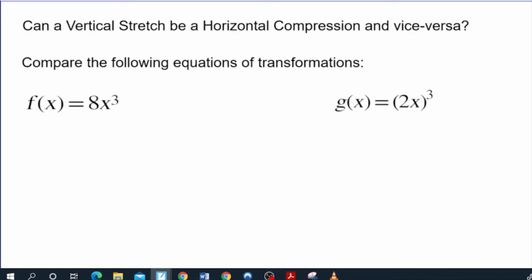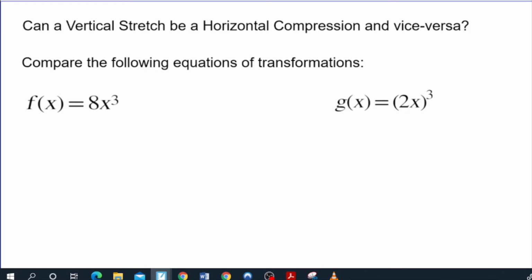Moving on to something different here. In a previous lesson, I had mentioned that sometimes a vertical stretch and a horizontal compression can basically do the same kind of thing to a graph, make the graph look exactly the same after one or the other. And same thing for a vertical compression to a horizontal stretch. Those things can somewhat look the same as well. And just to prove that to you with equations, I have a couple of examples here.